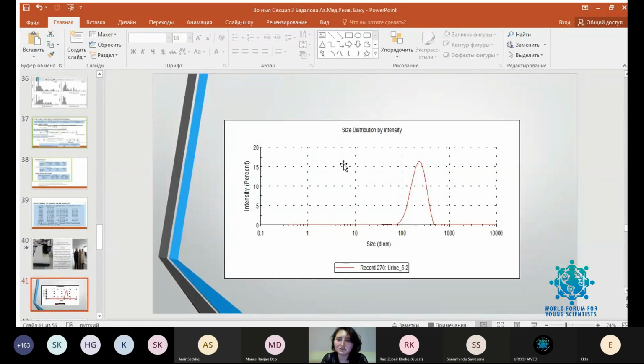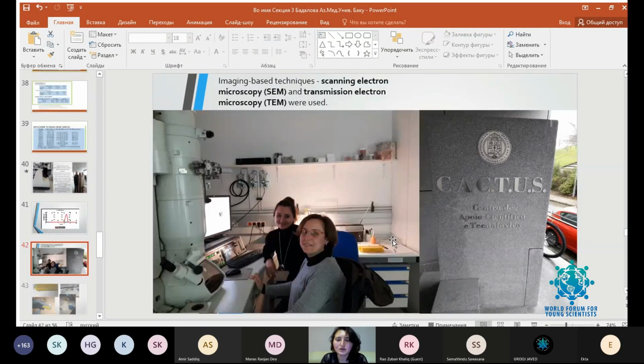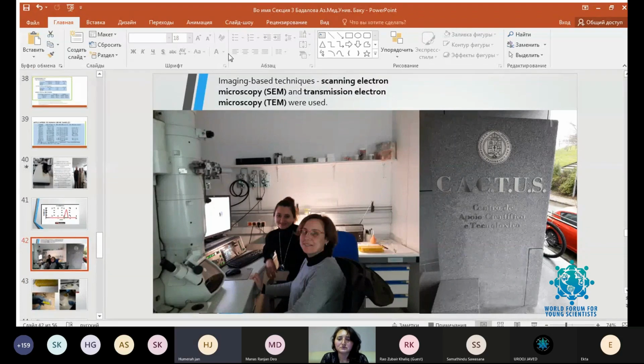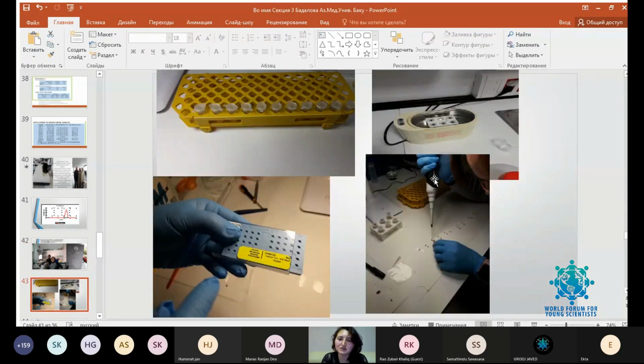This is size distribution by the intensity, where we have the dependence of intensity on the size. So, imaging: what we use for this work. Imaging-based techniques, they are scanning electron microscopy, SEM, and transmission electron microscopy. We performed this work at the center of science and technology which we had at the Santiago de Compostela University. And this is our work.